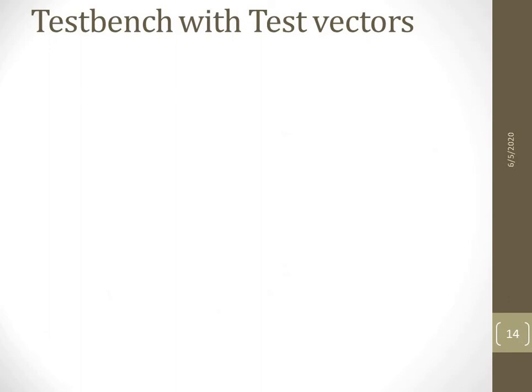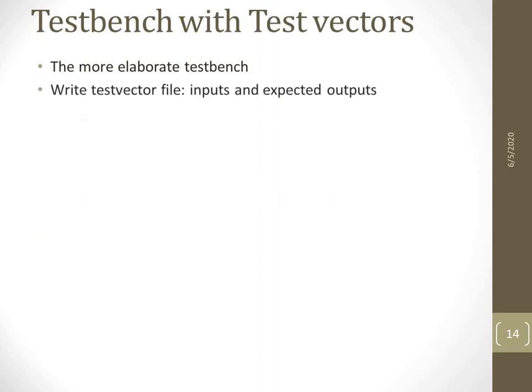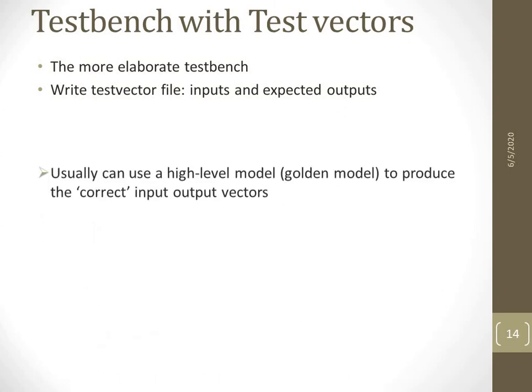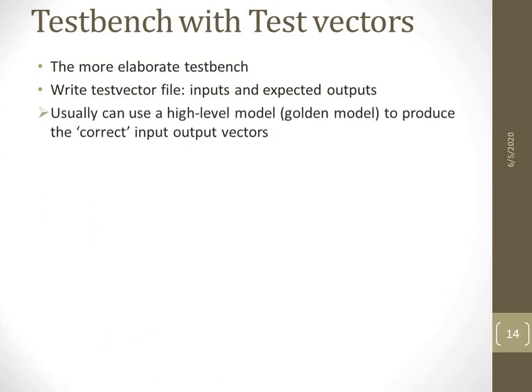Next, the third one is the test bench with test vectors. This is the more elaborate test bench. We write a test vector file with inputs and expected outputs. Usually we can use a high-level model, which is called a golden model, to produce the correct input and output vectors.